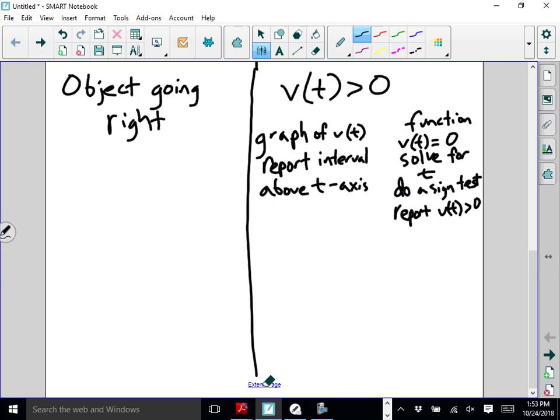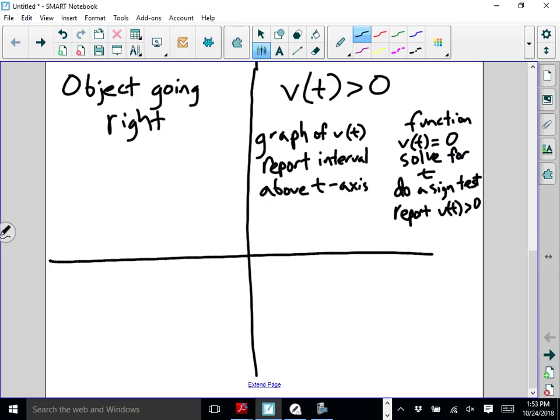Okay. You can make another flashcard with object going left, and just switch everything on the back side. V of t should be less than 0. The graph of v of t reported should be below the t-axis. And for a function, we set v of t equal to 0, solve for t, do a sign test, and report where v of t is negative. Okay. So I'm not going to write that all out. I'll let you do that.